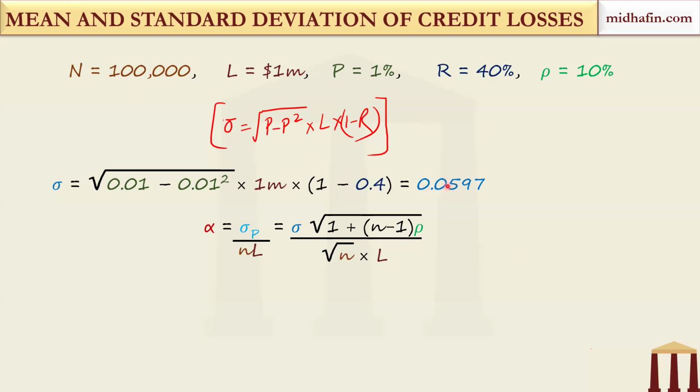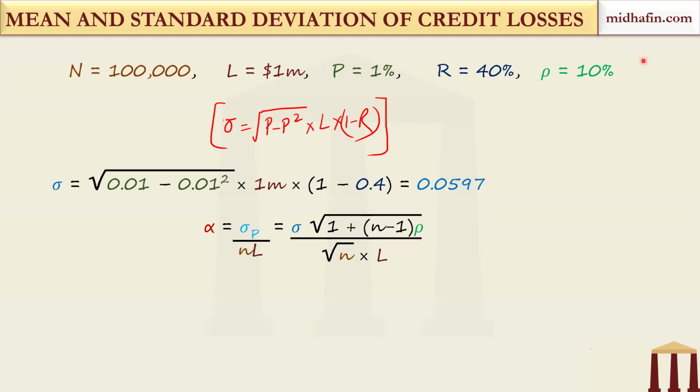Now $0.0597 million. Nitin, you got the correct answer now. So is this for the uncorrelated? Because I have made an assumption for uncorrelated. No, again, we are talking about the standard deviation of a single credit. So where does correlation even come into the picture?